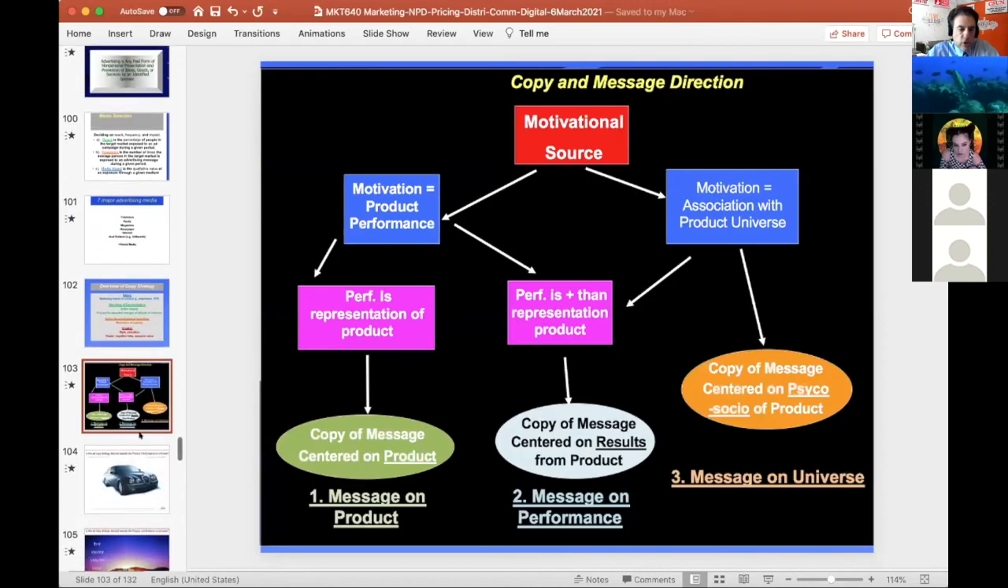I want to finish advertising by showing you 3 things that are not in the book that are tremendous when you are someone that's going to work in advertising. There are 3 levels to motivate people. So motivation is based on the performance of the product.